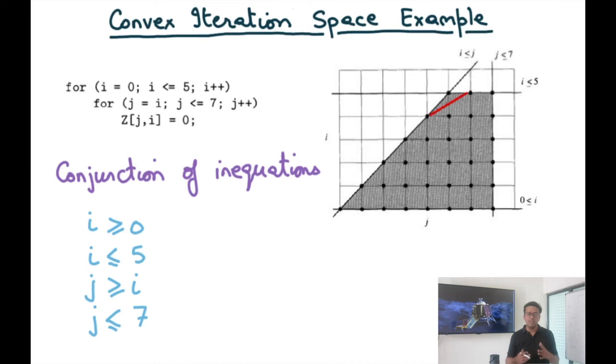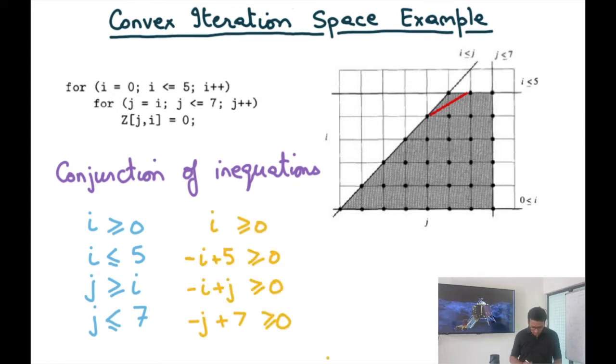In fact, any conjunction of affine inequalities will always result in a convex polygon or convex polyhedron, even for a general d-depth loop nest. And one way to express these inequalities is to bring them into a standard form, where we try to bring it into the form summation ci xi plus c0 is greater than or equal to 0. And so in this case, this becomes i is greater than or equal to 0. This becomes minus i plus 5 is greater than or equal to 0.